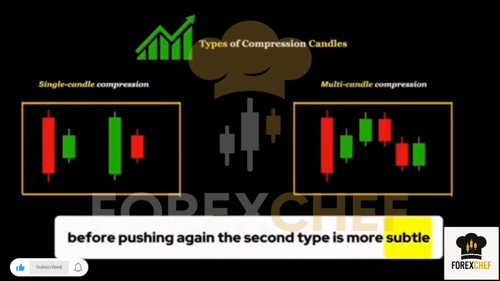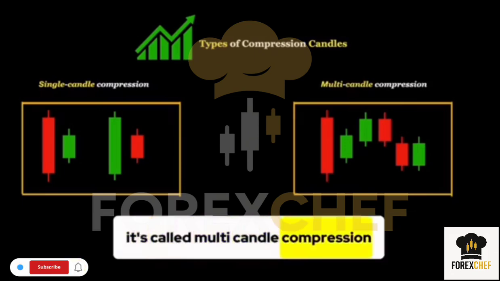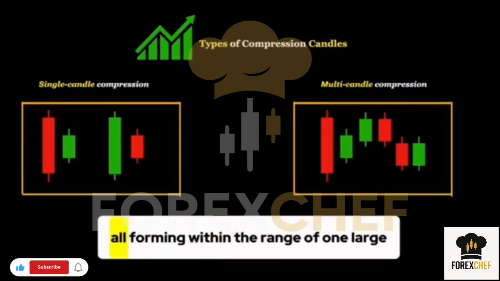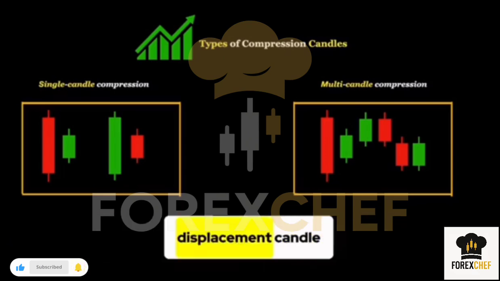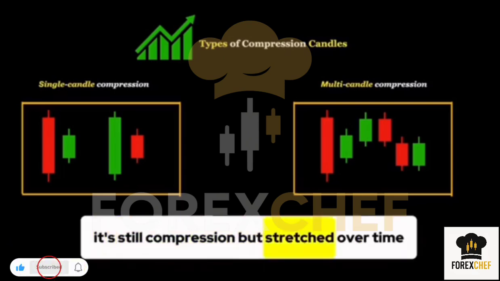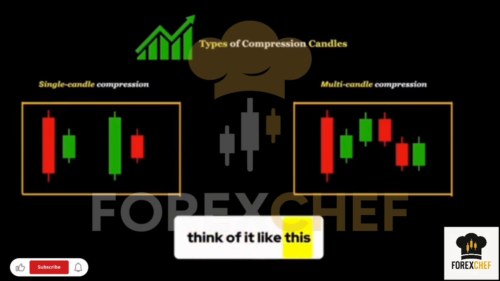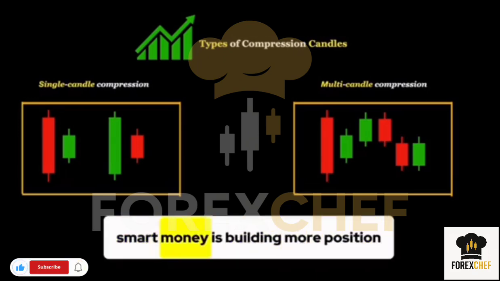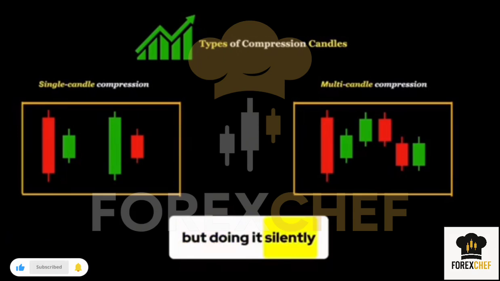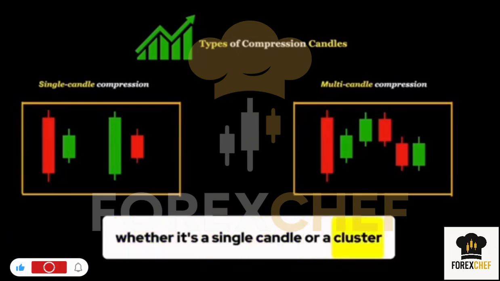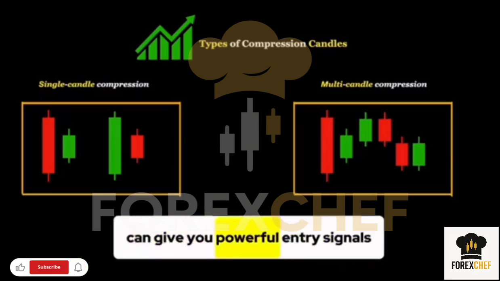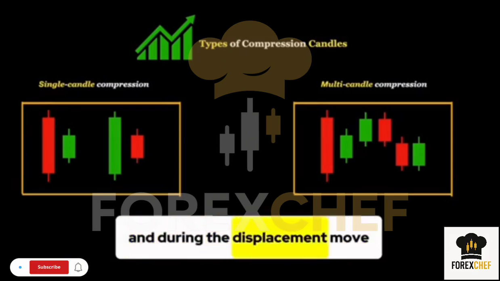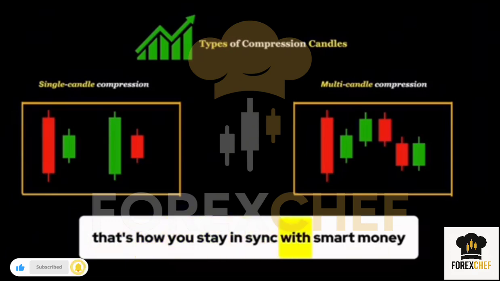The second type is more subtle. It's called multi-candle compression. Instead of one small candle, you'll see 2, 3, or even 4 candles, all forming within the range of one large displacement candle. It's still compression, but stretched over time. Think of it like this. The market is taking a deep breath before continuing the move. Smart money is building more position, but doing it silently. Whether it's a single candle or a cluster, both types of compression can give you powerful entry signals, as long as they appear at the right place in the market maker cycle and during the displacement move. That's how you stay in sync with smart money.